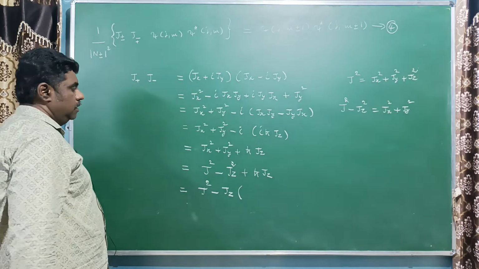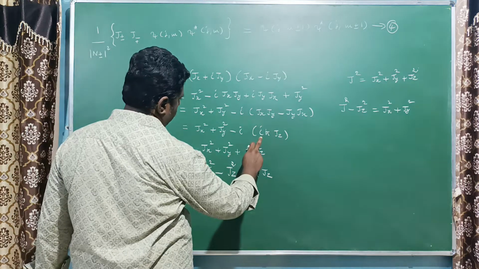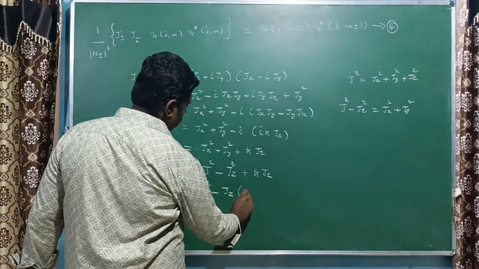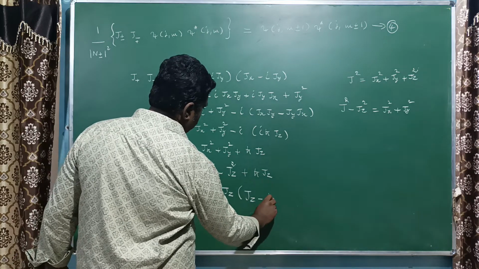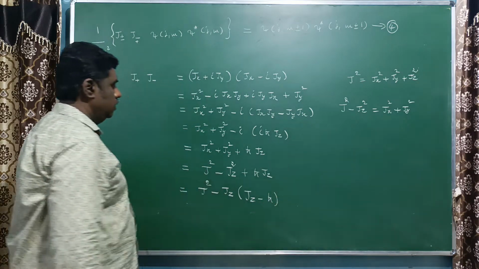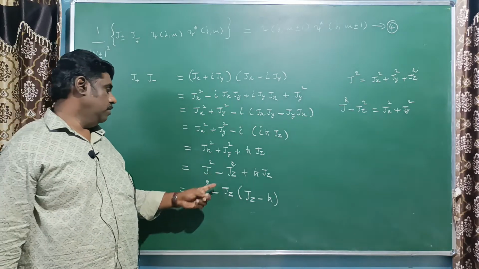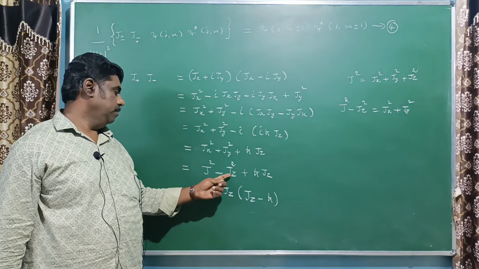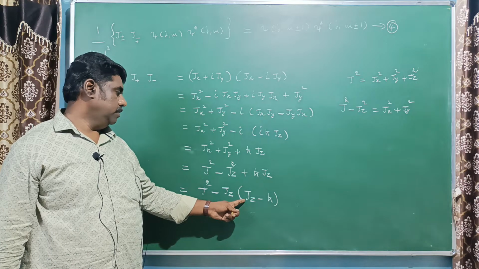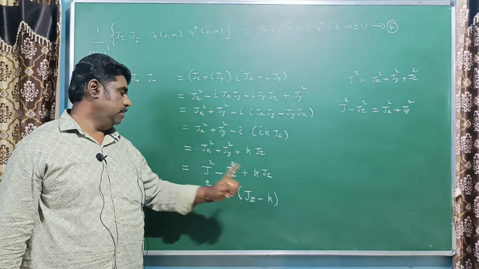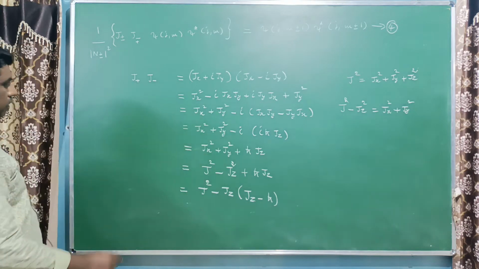See here, this is Jz minus ħ. Already I have taken out minus Jz outside. Say here one Jz is present minus ħ. This is the value of J plus J minus.